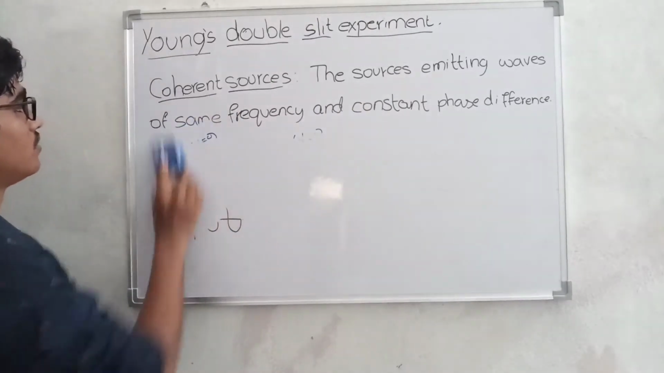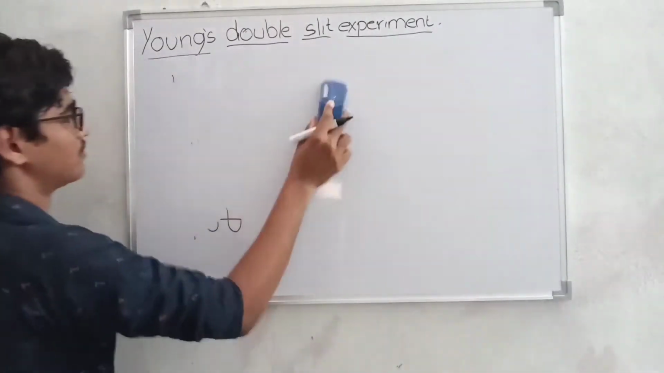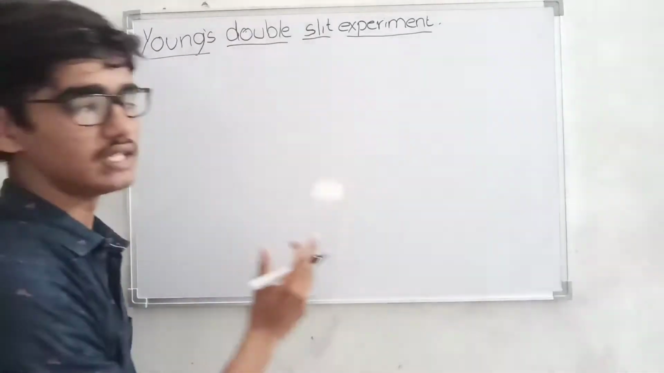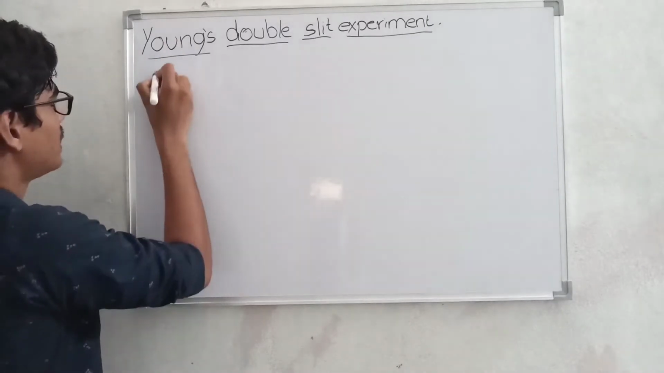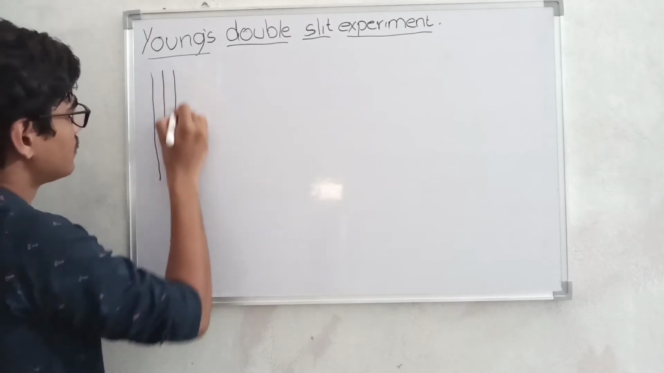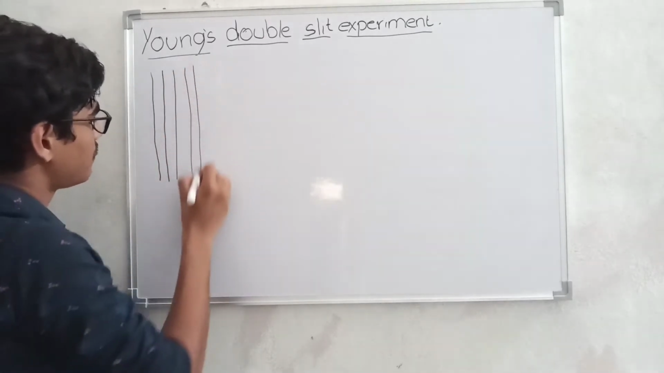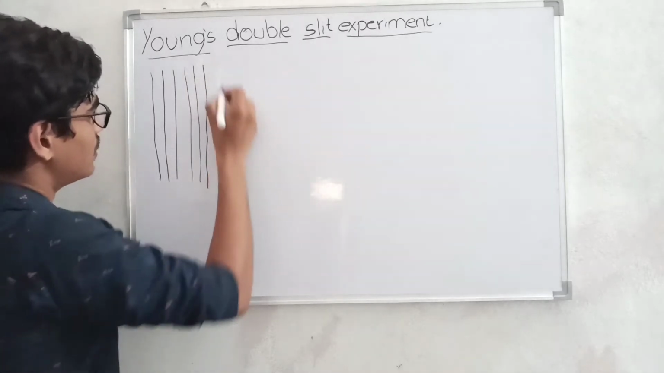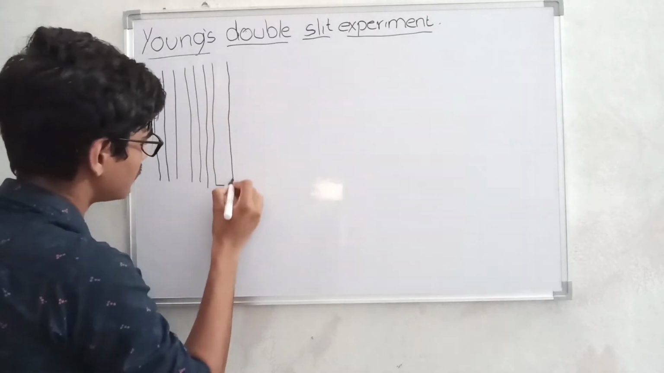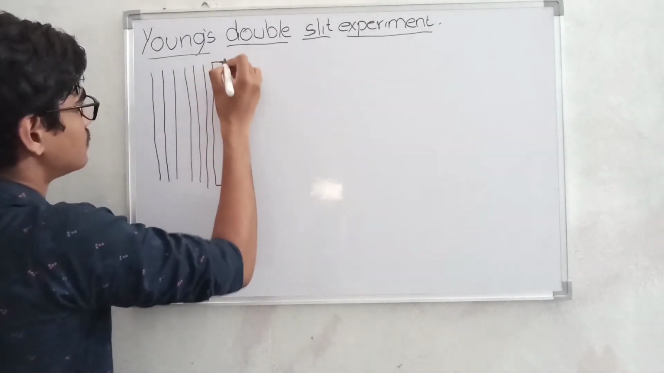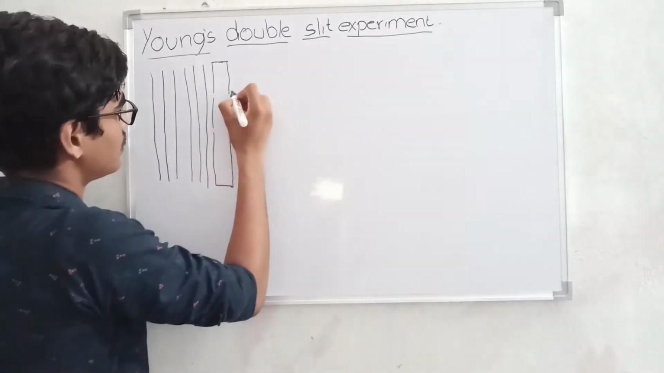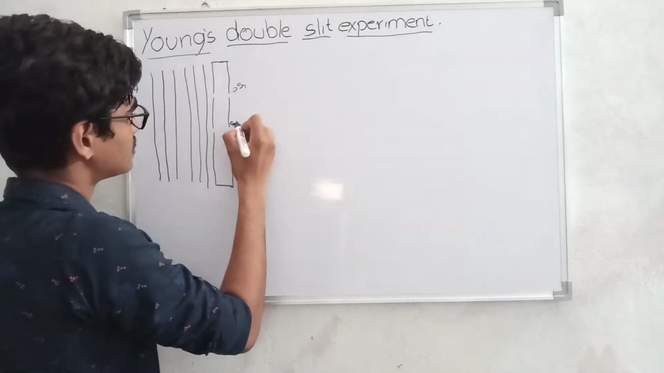Next, I want to explain Young's double slit experiment. Consider the source placed at infinity. Then we get planar wavefronts reaching a plane which contains two slits. Consider them as S1 and S2.